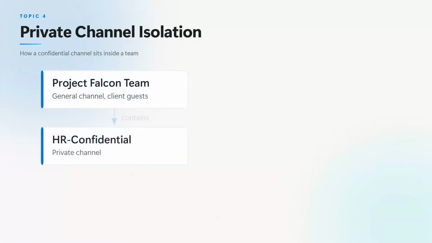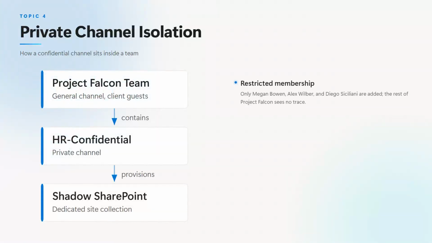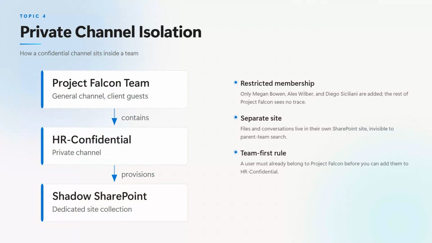When a conversation involves sensitive topics like staffing or compensation, you need a space that most of the team cannot see. A private channel solves this by creating a restricted membership list drawn from the parent team, and it backs the channel with its own isolated SharePoint site so files stay hidden too. The critical design rule is that private channel membership is a subset of team membership. You cannot invite someone straight into a private channel; they must already belong to the parent team.